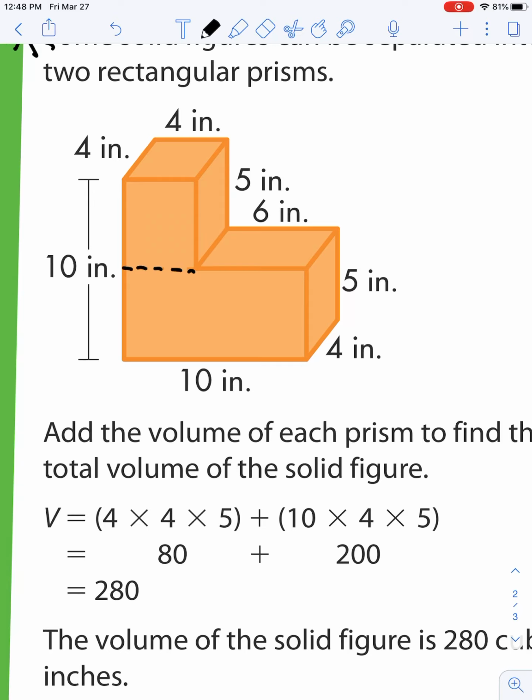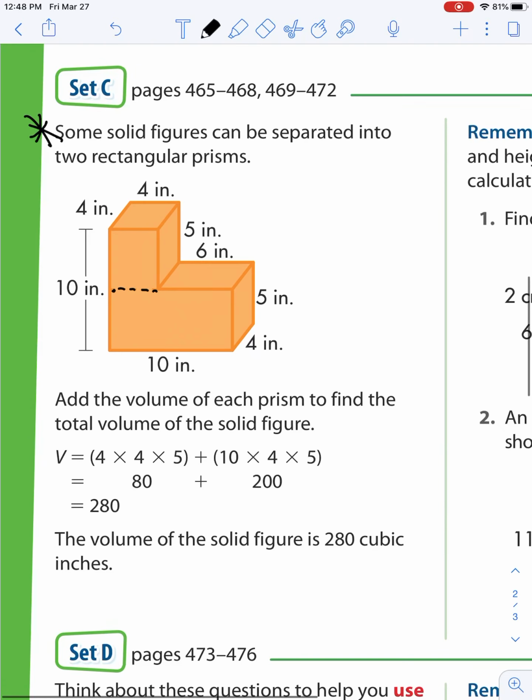They're showing you that this piece right here is one rectangular prism that you can find the volume of. This piece underneath it is the other rectangular prism that you can find the volume of. And you're going to find the volume of both and add the 2 together.